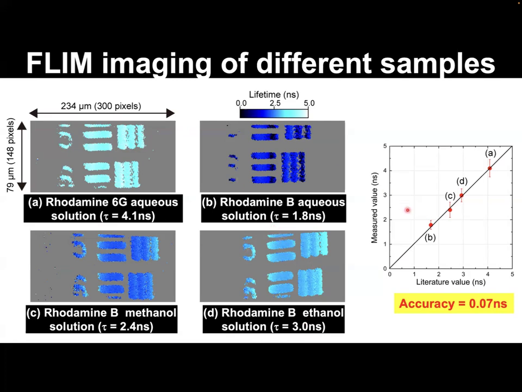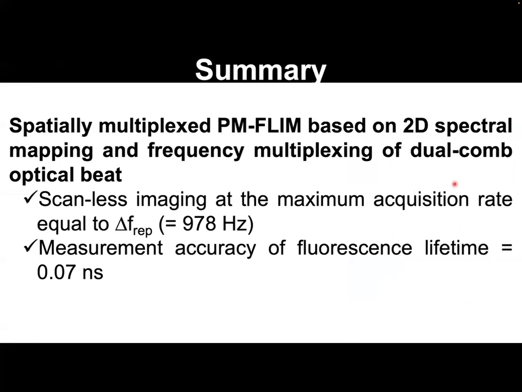Right shows the relationship of the fluorescence lifetime between the literature value and the measured value for these four samples. When the accuracy of fluorescence lifetime measurement is defined as the root mean square error between them, the accuracy was 0.07 nanoseconds. Finally, we summarize the present talk using this slide.